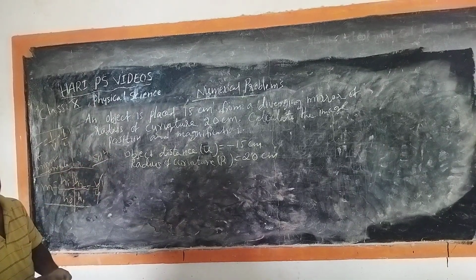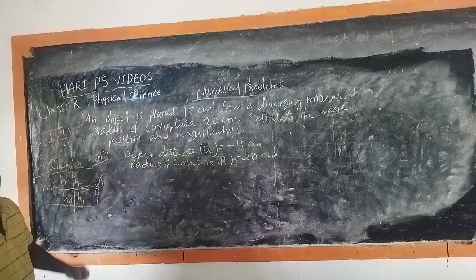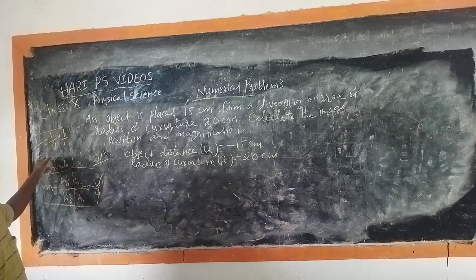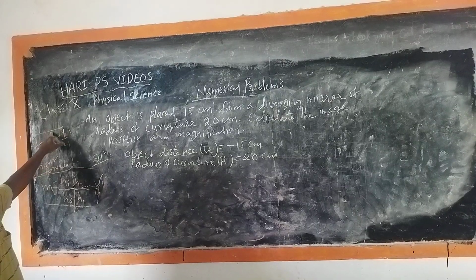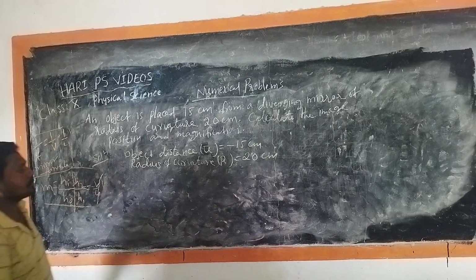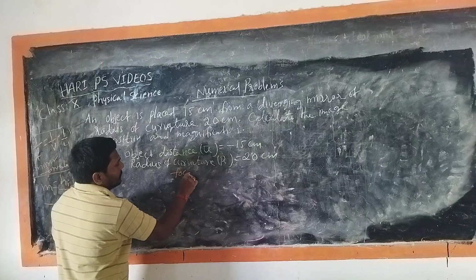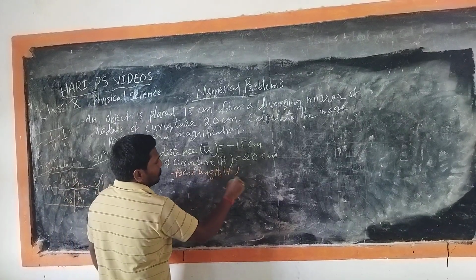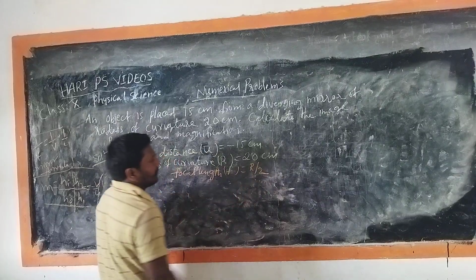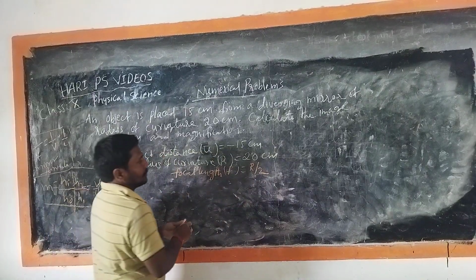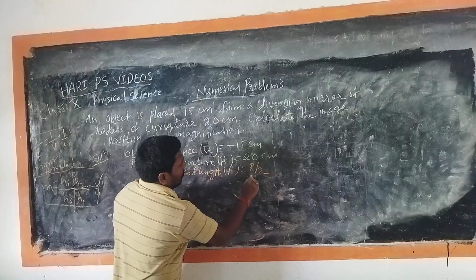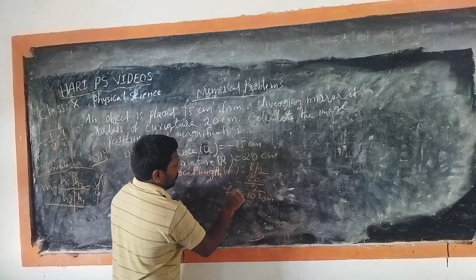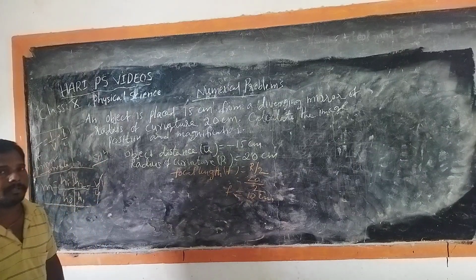What you have to find is the position of the image. To know the position of the image, you have to use the mirror formula: 1 by f equal to 1 by v plus 1 by u. The focal length f equal to r by 2. Substitute the values: 20 by 2, that is equal to 10 centimeters. So focal length f equal to 10 centimeters.